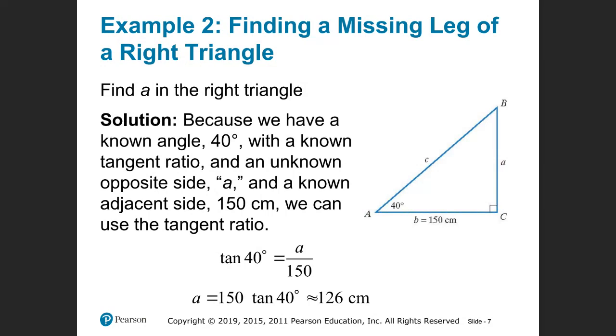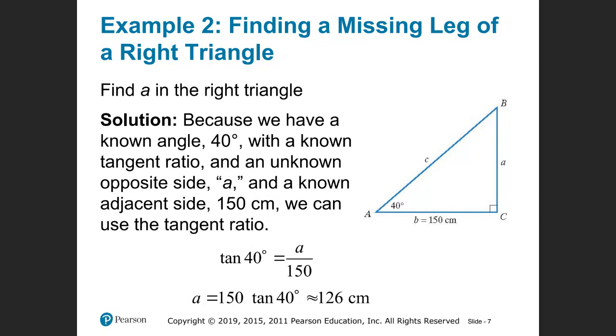Example 2 is finding a missing leg of a right triangle. We want to find the measurement of a in this right triangle. Remember that the right angle is denoted by a little square at the vertex. Solution. We have a known angle, 40 degrees. We have an unknown side, a, and a known adjacent side, 150.